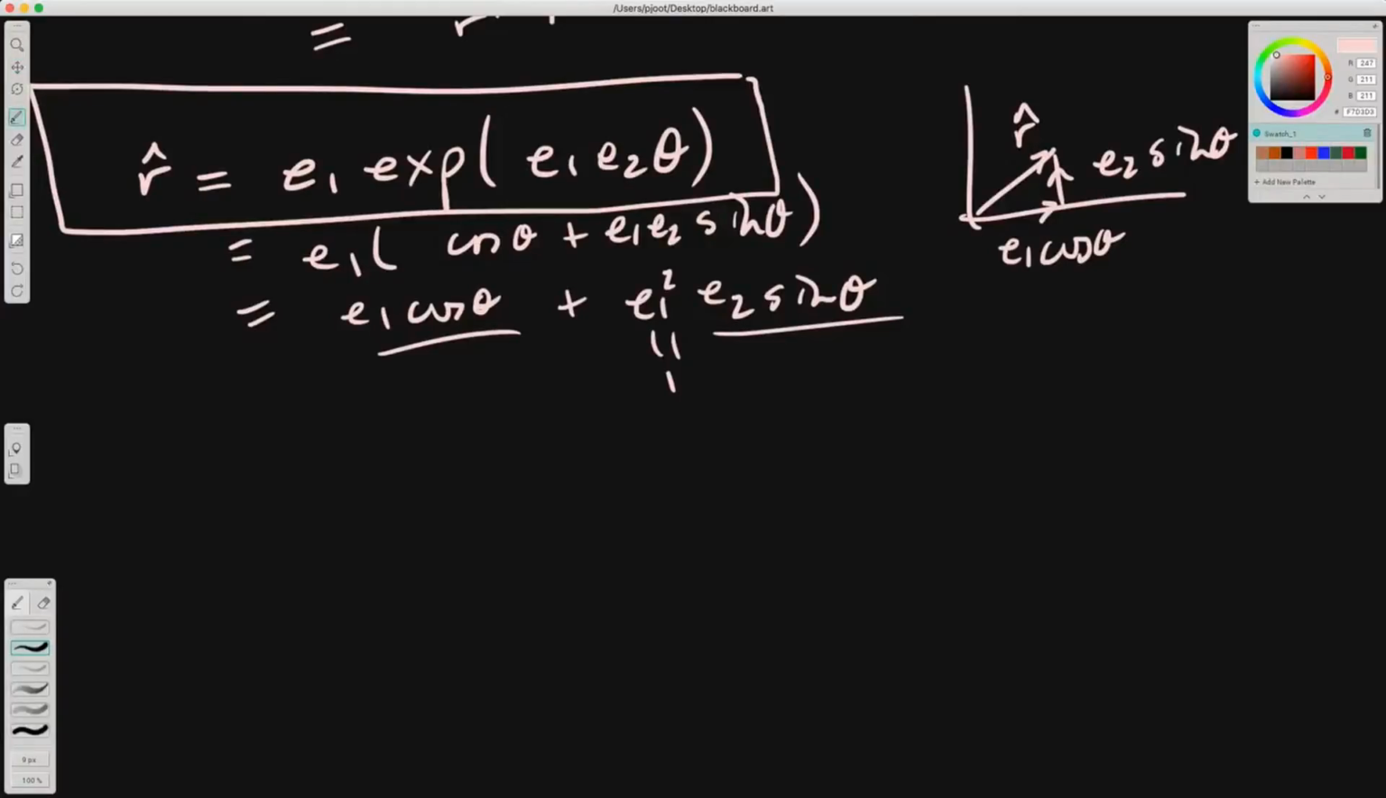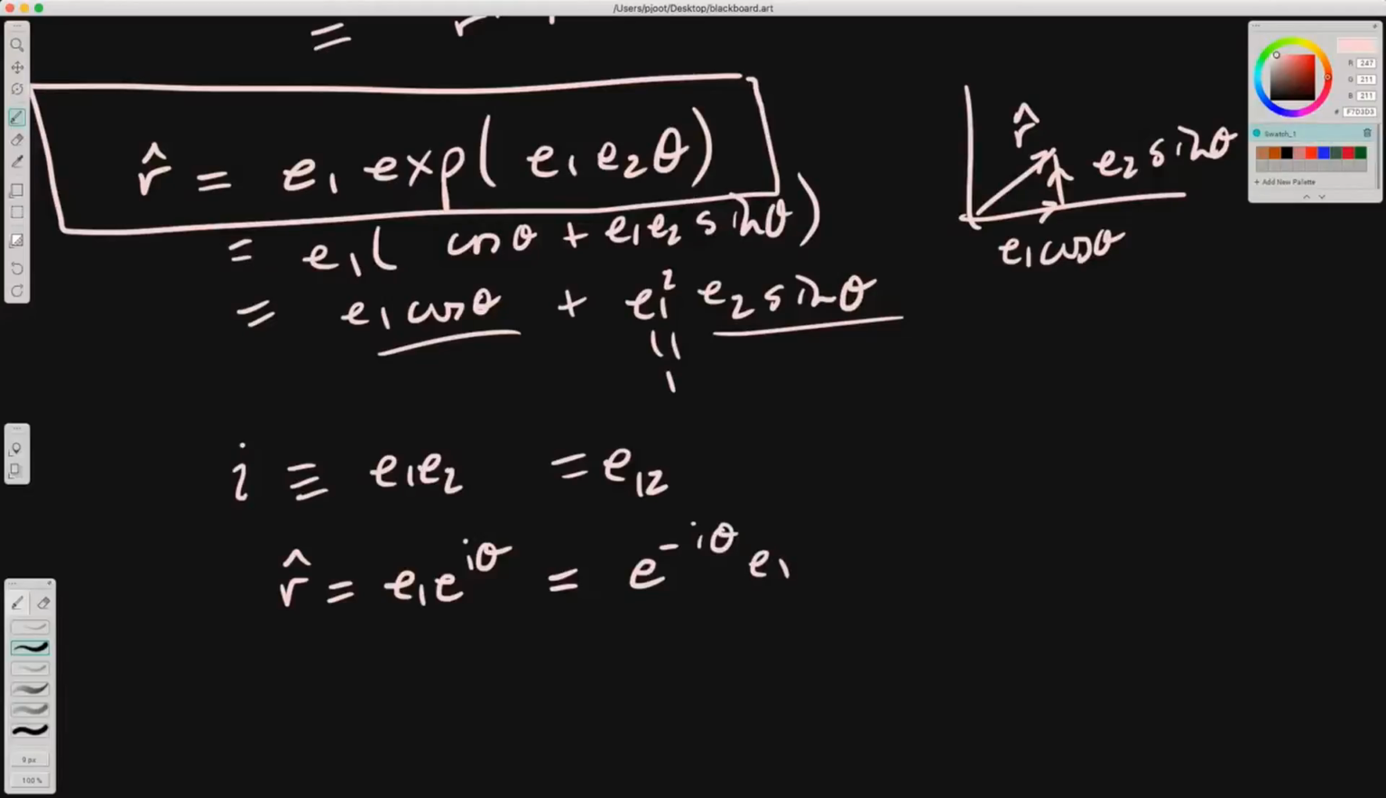Now, this almost has the look of complex variables. So we're going to make it look like complex variables if we write I equals e1 times e2, or sometimes e12 for short. If we do that, we now have r hat equals e1 times e to the I theta. The caveat here is that e to the I theta and e1 don't commute. In particular, e1 e to the I theta equals e to the minus I theta e1. That holds for any vector in the plane of e1, e2.